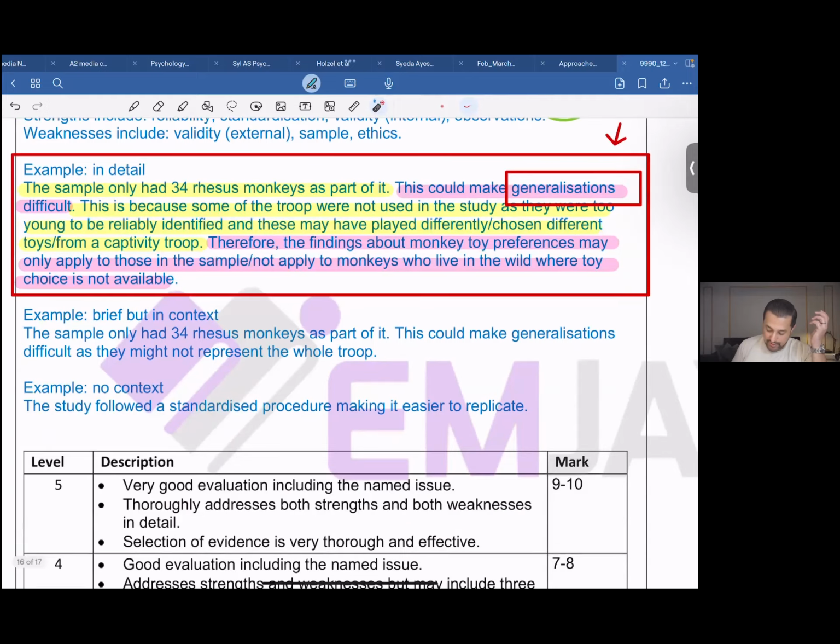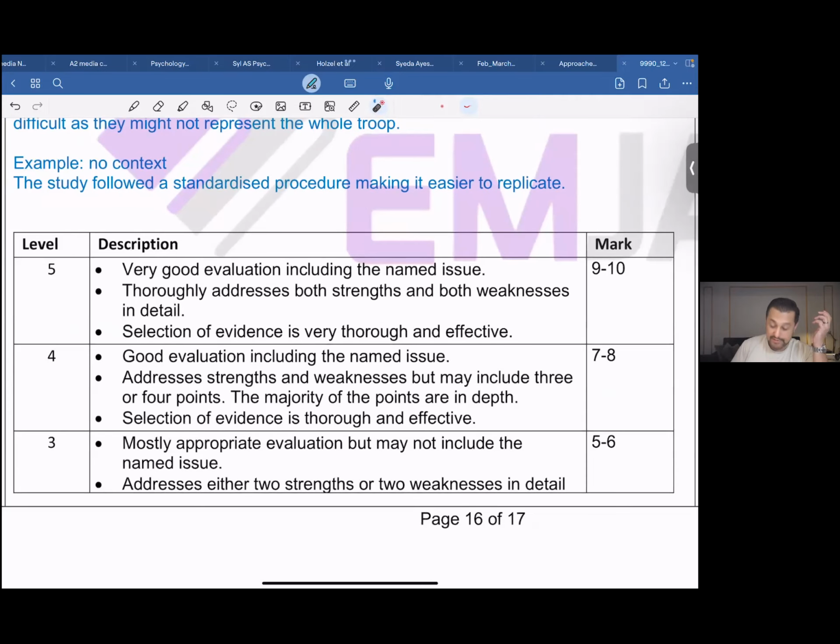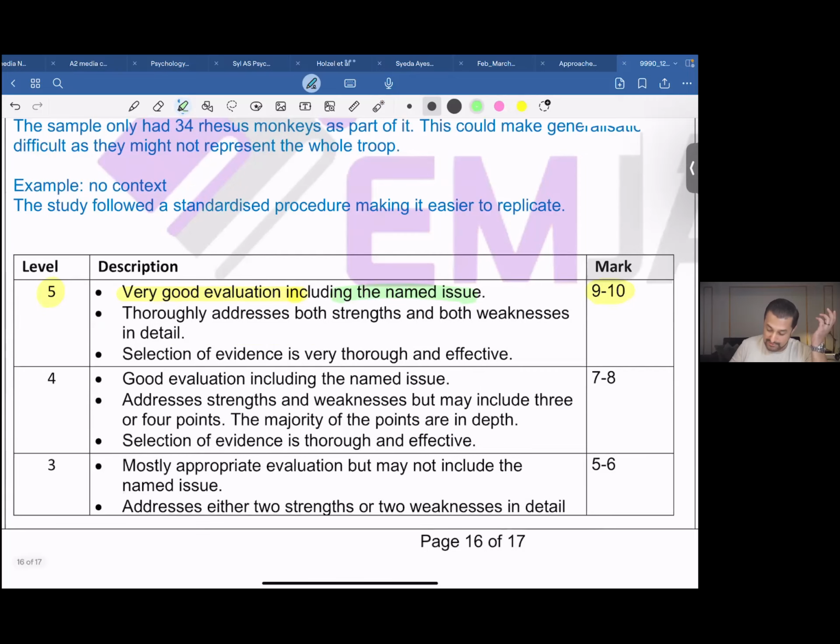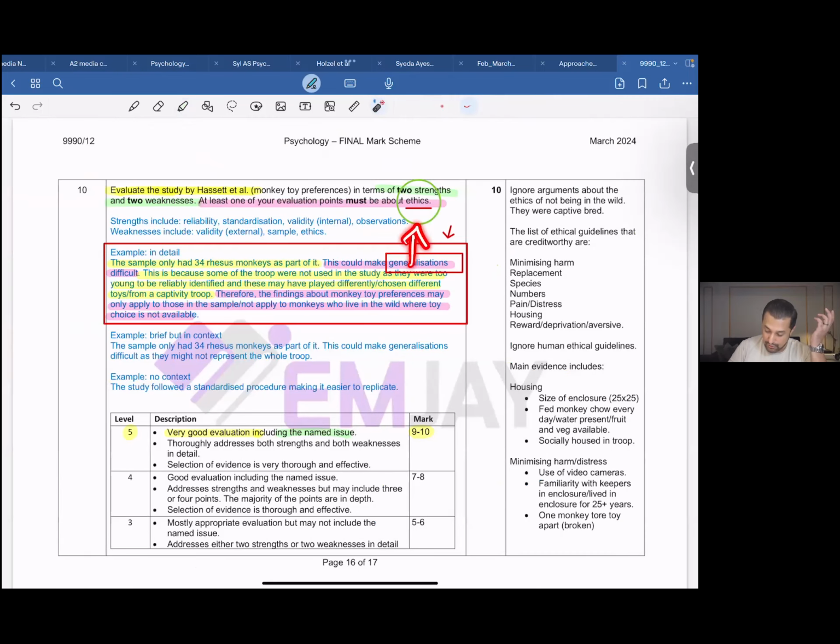Now, this is again the generic criteria that is used for questions like these. This is the last question where you are marked in terms of levels: level 5, level 4, level 3. For you to be able to score 10 out of 10, you should score over here, where your answers range between 9 to 10 marks: very good evaluation, including the named issue. So the named issue should be there, and this is the named issue, just in case you do not know.